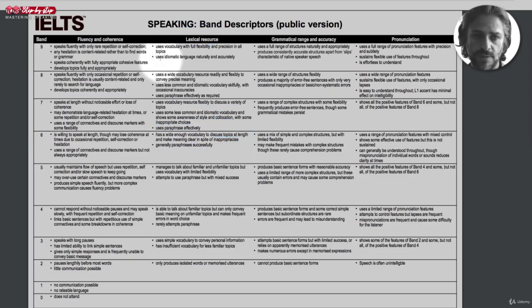To get right to the top, to get to a 9 for the lexical resource, you're able to use full flexibility, so you have a wide range of vocabulary and it's absolutely accurate on any topic that comes up in the IELTS exam. And there again, there's that word idiomatic. If you want to get those really high bands in the lexical resource, you need to show off your idiomatic language.